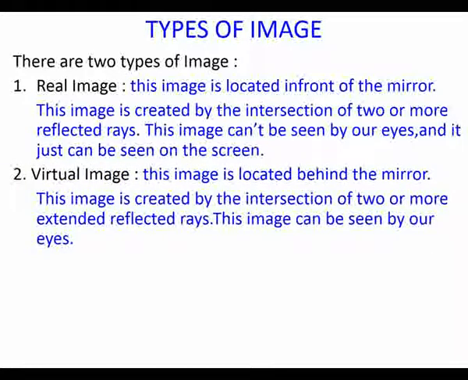And the second image is virtual image. Virtual image, this image is always located behind the mirror. And this image is created by the intersection of two or more extended reflected rays. This image can be seen by our eyes.